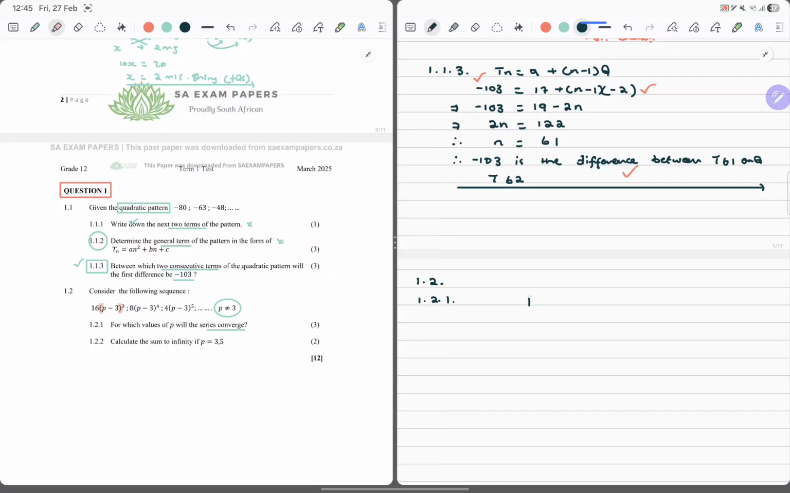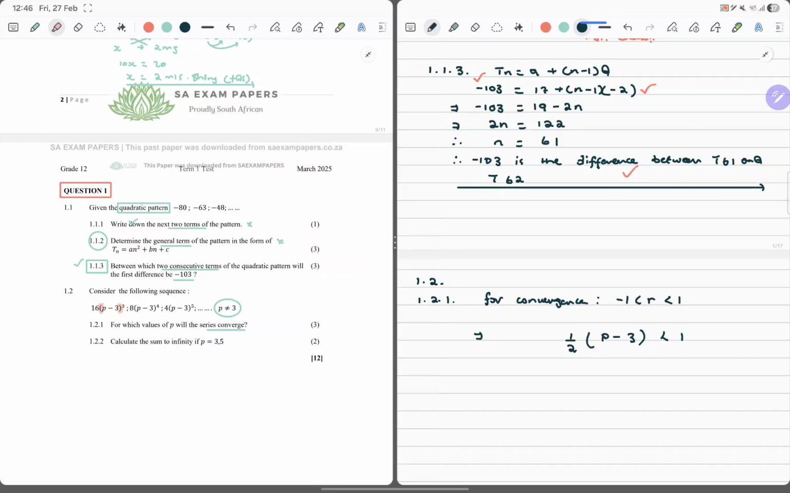1.2.1, we know that for convergence, it should be such that r is less than 1, greater than minus 1, isn't it? And then this implies that what is r over here? Now, obviously, this is going to be this term divided by that term. So we know that 8 divided by 16 is going to be a half into, now that bracket divided by that just leaves one of that bracket. It's going to be P minus 3 to the exponent 1.